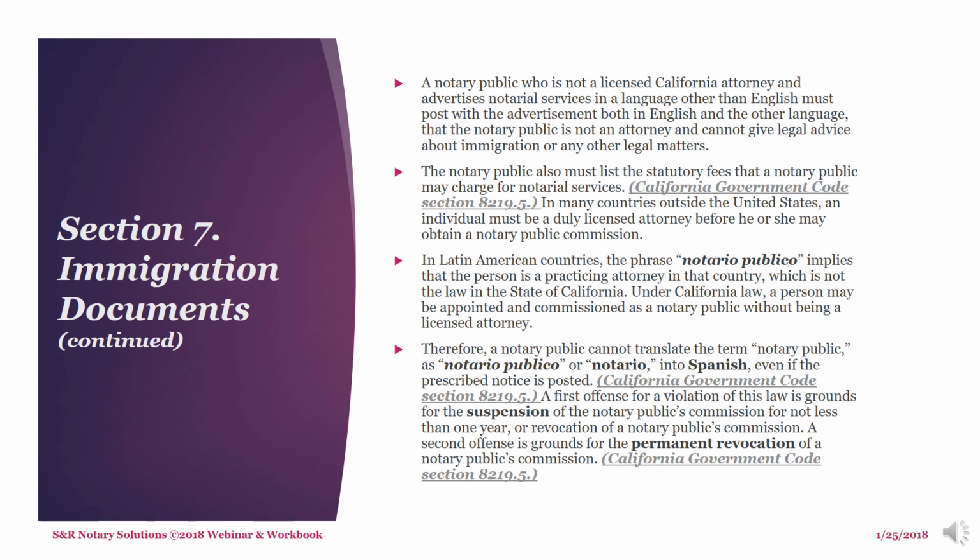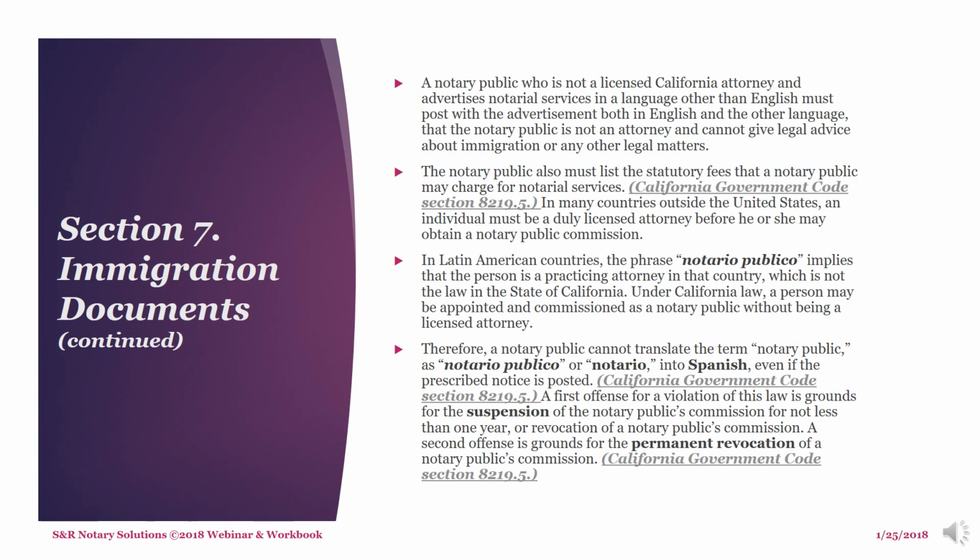In many countries outside the United States, an individual must be a duly licensed attorney before he or she may obtain a notary public commission. In Latin American countries, the phrase notario publico implies that the person is a practicing attorney in that country, which is not the law in the state of California. Under California law, a person may be appointed and commissioned as a notary public without being a licensed attorney.